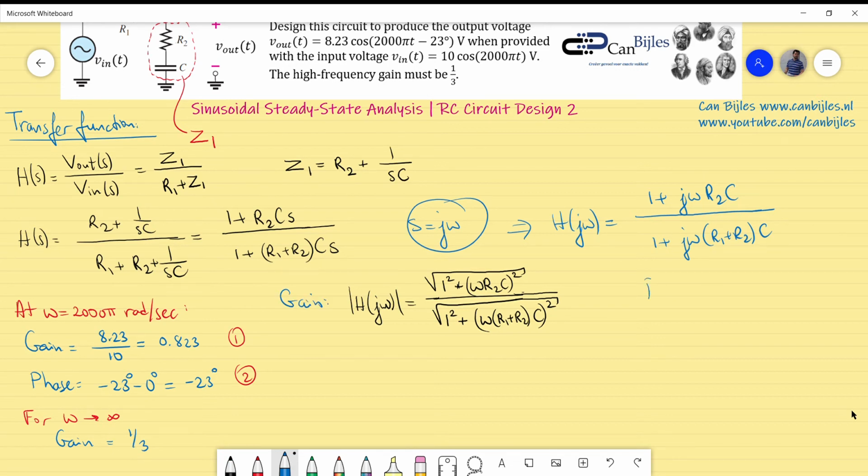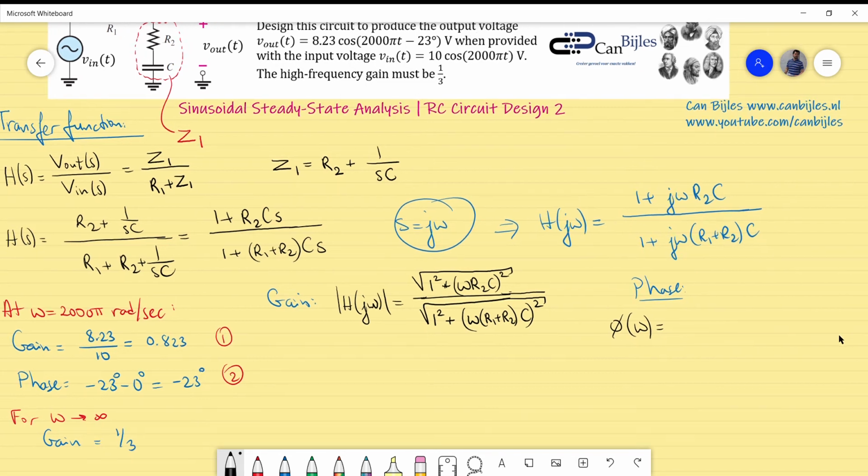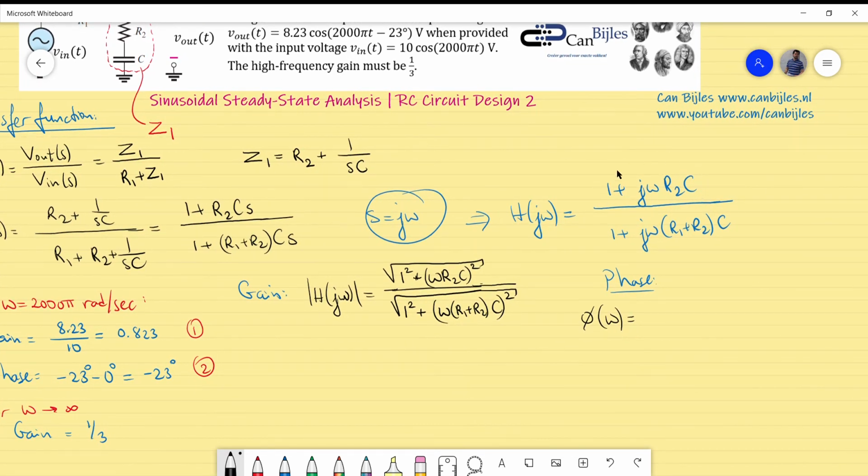So for phase, we have the following. Let me write it down also for the phase. We have the phase, which is phi as a function of omega, will be the phase contribution of this part minus the phase contribution of the bottom. So you have the top part, so the term here, minus the phase contribution of this term. So that will be actually arctangent of omega r2c. So this will be imaginary part divided by the real part. So it will be omega r2c divided by 1, which is just omega r2c.